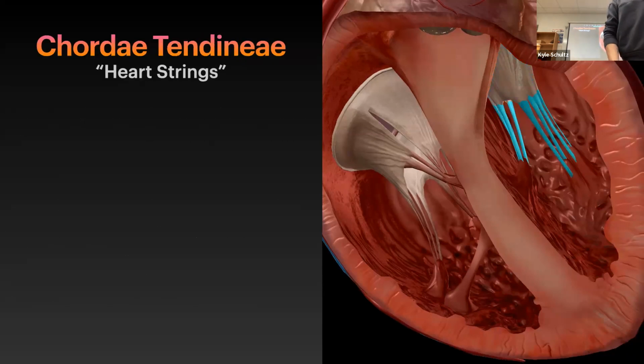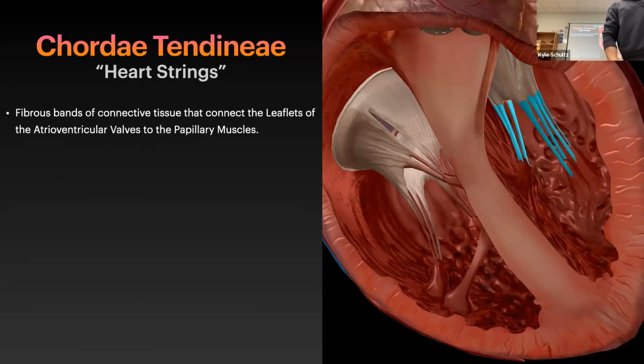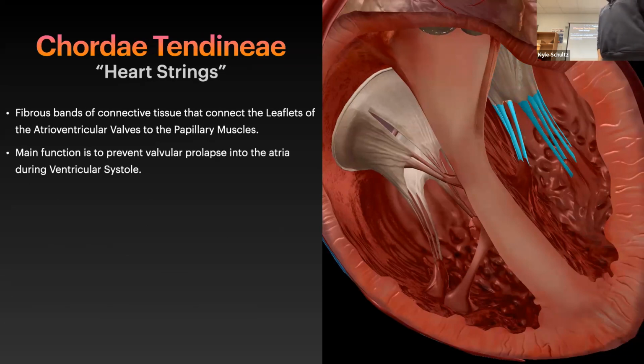Here we go, chordae tendineae or heartstrings. These are going to be the fibrous bands of connective tissue that connect the leaflets of the AV valves to the papillary muscles. The main function is going to be to prevent that prolapse back into the atria during ventricular systole.